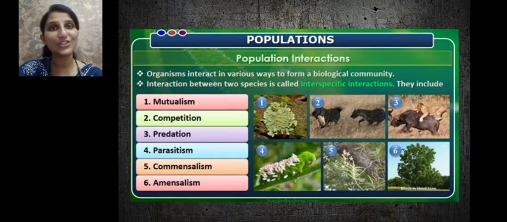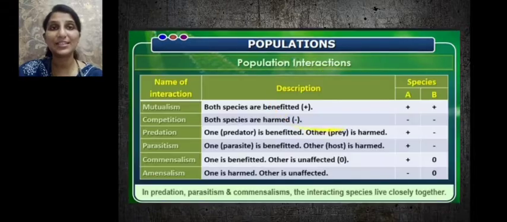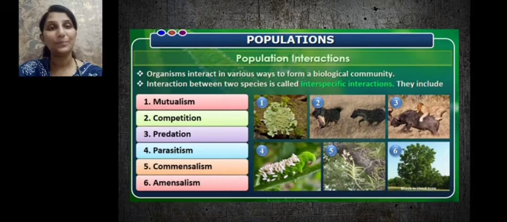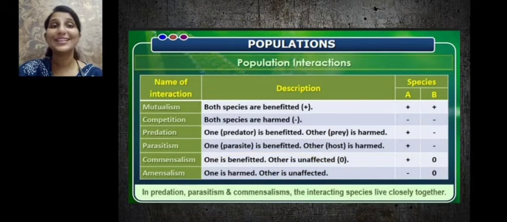If the interaction is taking place between two species, it is called interspecific interaction. There are different types of interspecific interactions within a population. They are mutualism, competition, predation, parasitism, commensalism, and amensalism. So let us learn each in detail.